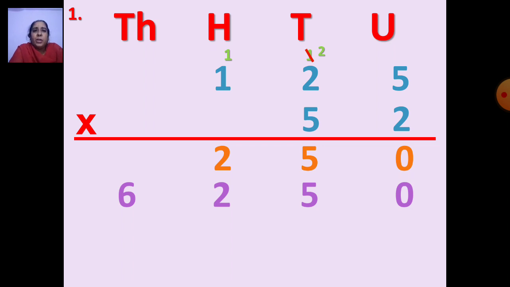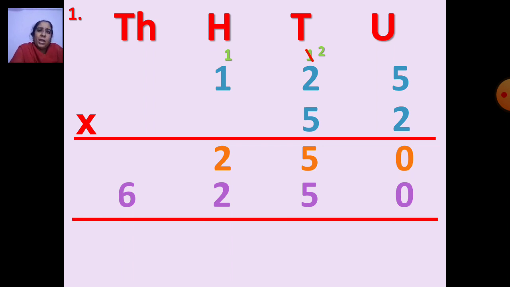Now you will put the sign of plus. Draw one line. And now you are going to add. You are going to start from units place. Okay, 0 plus 0, 0. 5 plus 5, 10. So 0 will come down. 1 will go carry over there. 2 plus 2, 4. 4 plus 1, 5. And then you have to write down 6, because there is no number. So 6 will come down. What is your answer, children? 6,500.